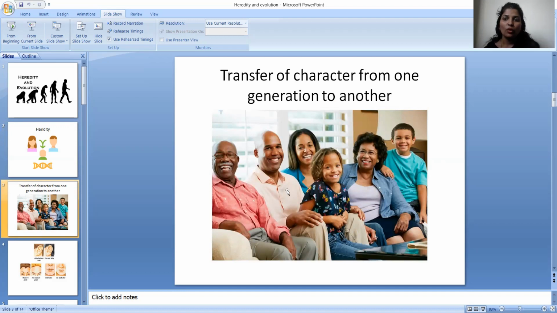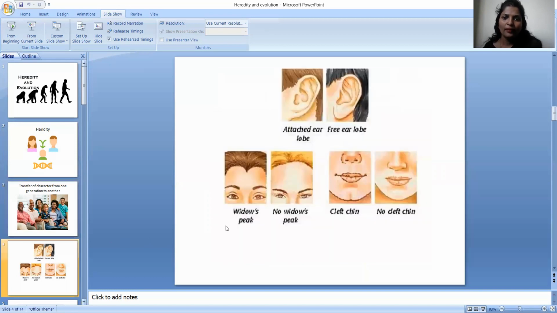Before that, we are talking about the transfer of characters from one generation to another. We have a family photo. This is a lady, and this is her child, her daughter. She has curly hair, and the daughter also has curly hair. That means the curly hair character has been passed from this mother to this daughter. That is heredity.